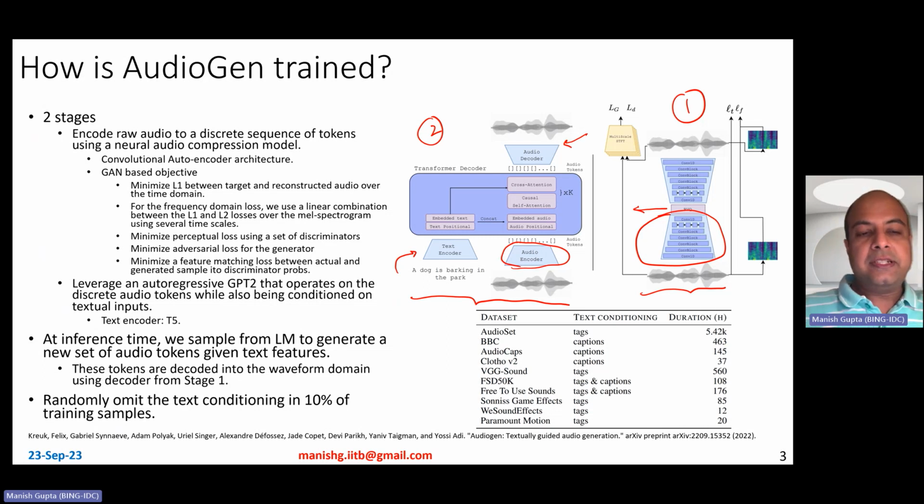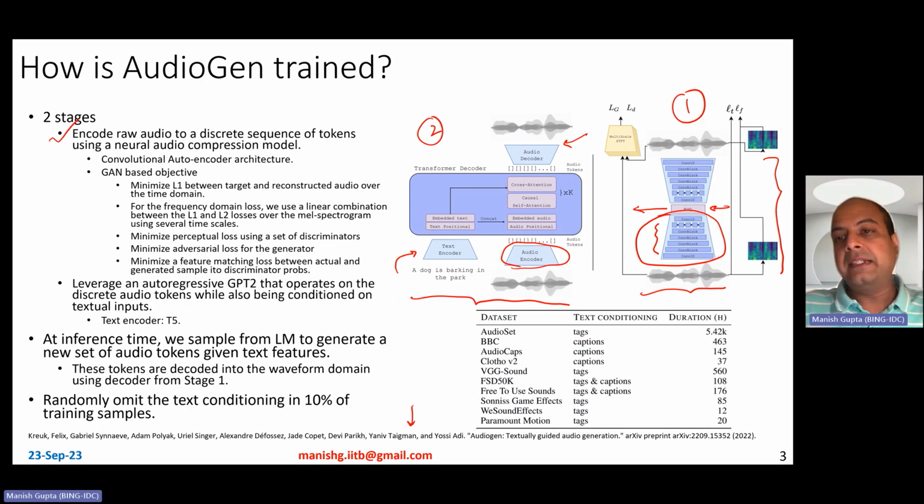Okay. So the training is done in 2 stages. The first stage, as I mentioned on the right side, encodes raw audio to a discrete sequence of tokens using this neural audio compression model. This is a bottleneck layer, and this is the encoded discrete sequence of tokens. As you can see, it makes use of a convolutional autoencoder architecture. Here are several convolutional blocks that you see. More details are in the paper, of course.